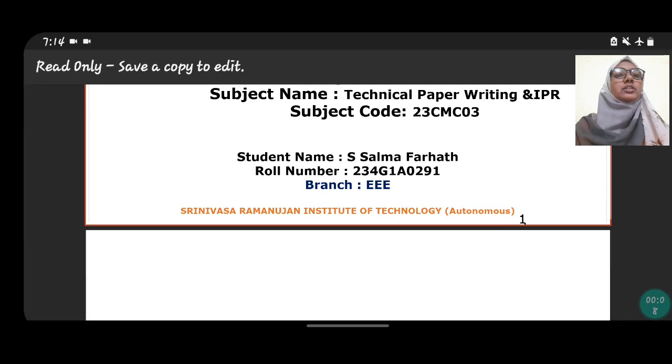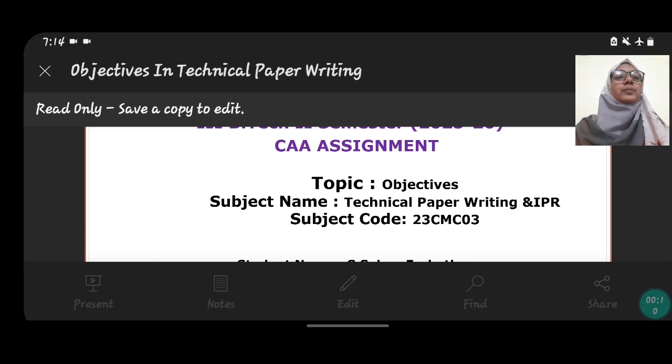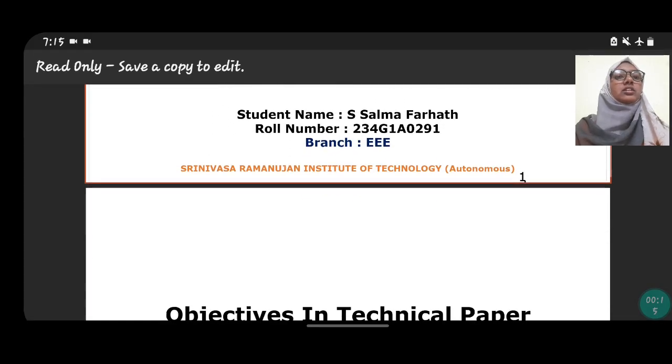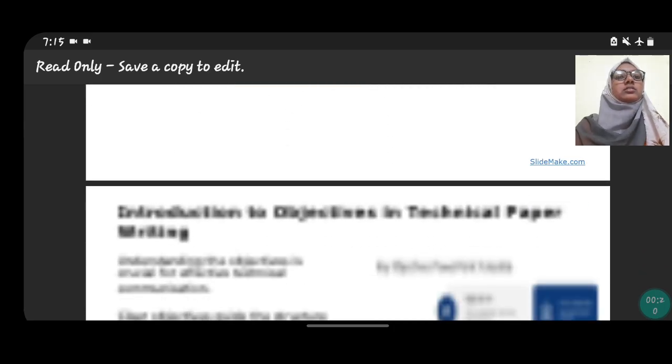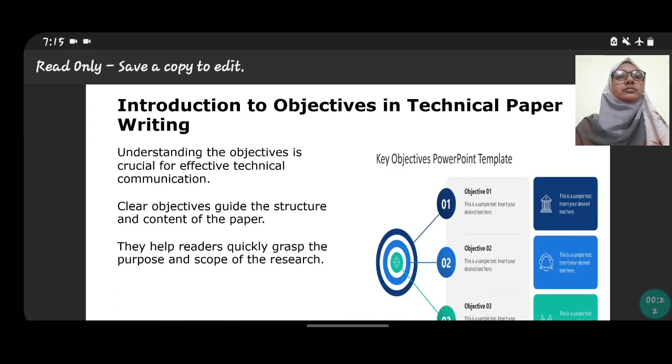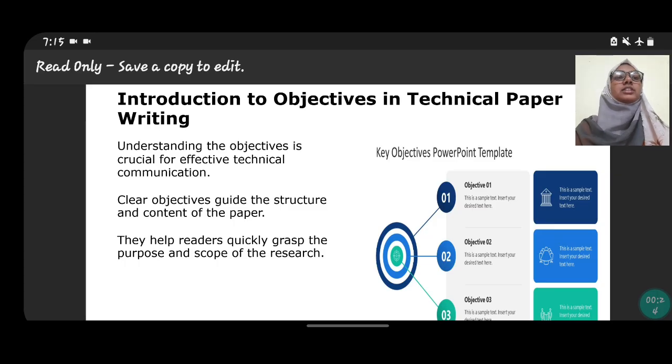Today I am going to give a seminar on technical paper writing and IPR, on the topic of objectives in technical paper writing. Introduction to objectives in technical paper writing. Understanding the objectives is crucial for effective technical communication. Clear objectives guide the structure and content of the paper. They help readers quickly grasp the purpose and scope of the research.